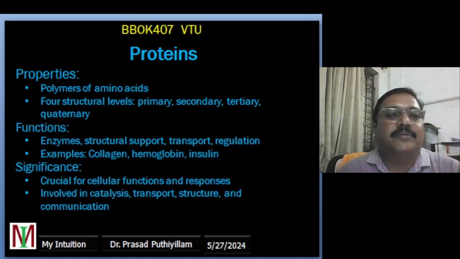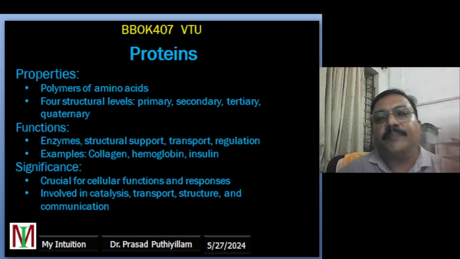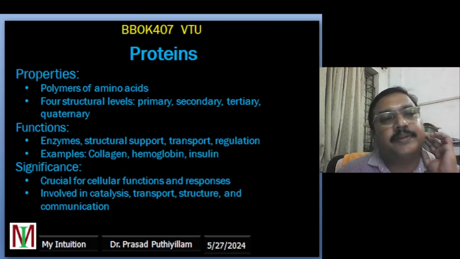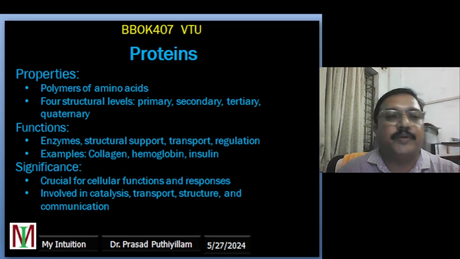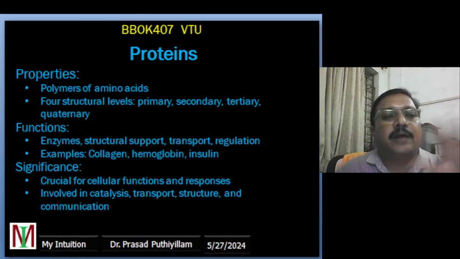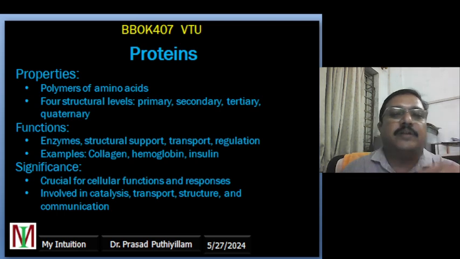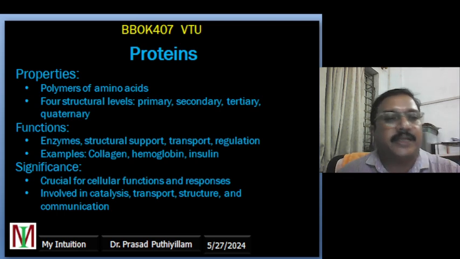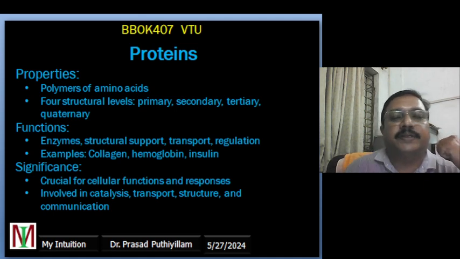Okay, so proteins are the polymers of amino acids, which are linked by the peptide bonds. They have 4 levels of structure. The primary structure is the sequence of amino acids; the secondary structure is called alpha helices or beta sheets. Then there is a tertiary 3-dimensional folding structure, and a quaternary, the assembly of multiple polypeptides.